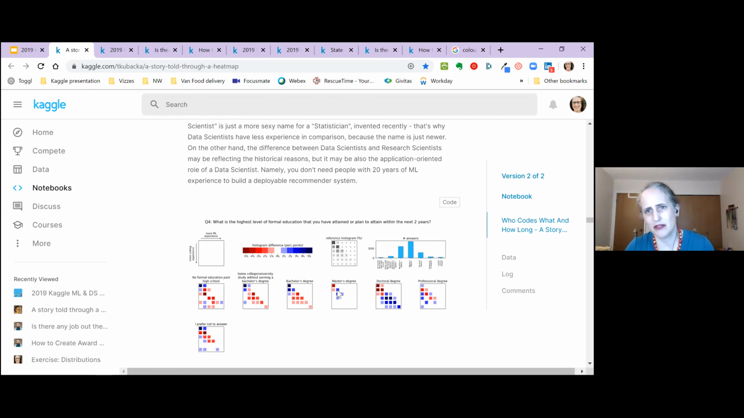People with master's degrees have a few years more of experience. And the professional degree is sort of, I think, more heavily skewed towards the years of coding. And no formal education past high school is, interestingly enough, all over the place. So we have more people with many years of machine learning experience here than in the overall Kaggle respondents.